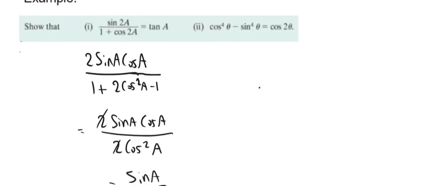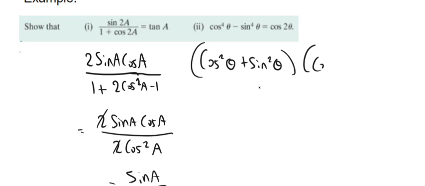The second one, you'll see the powers of 4 there. So what we actually have to do here is use difference of 2 squares. So that's the same as cos squared theta plus sin squared theta times cos squared theta minus sin squared theta. So that's using difference of 2 squares. So just look back at difference of 2 squares, and it's just using it with cos and sin in it.